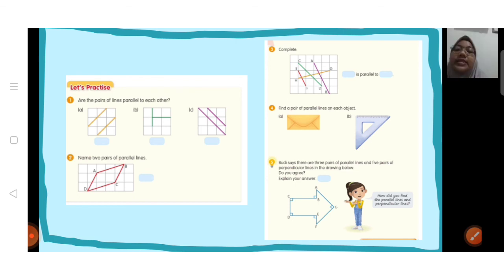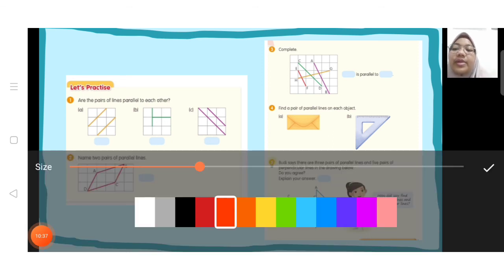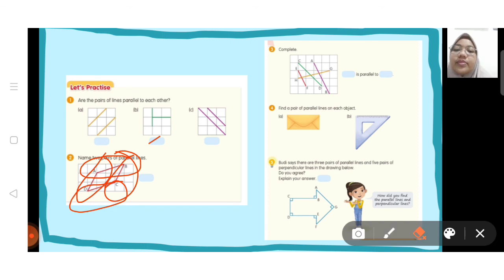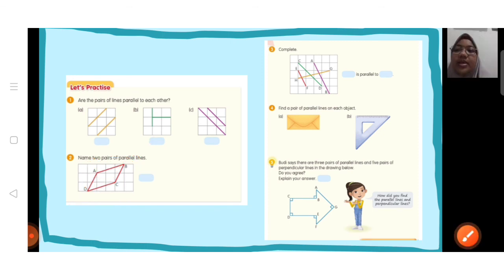Remember, a line consists of 2 letters, A and B. Which one is A and B? A and B is this one. D and C is this one. A and D is this one. And B and C this one. Okay, remember a line always consists of 2 letters: A and B, A and D, B and C, and so on.